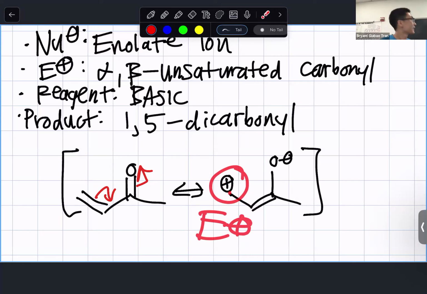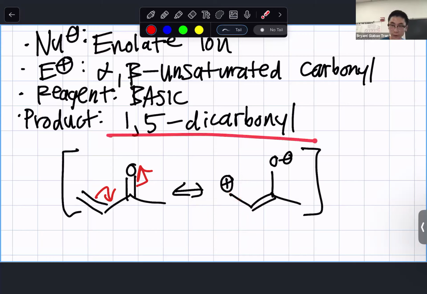1,4 dicarbonyl or 1,5? For the product, it's going to make a 1,5 dicarbonyl, right? Because when we look at the product, you start your number 1 at one carbonyl carbon, and then you end your 5th carbon at the other carbonyl carbon.